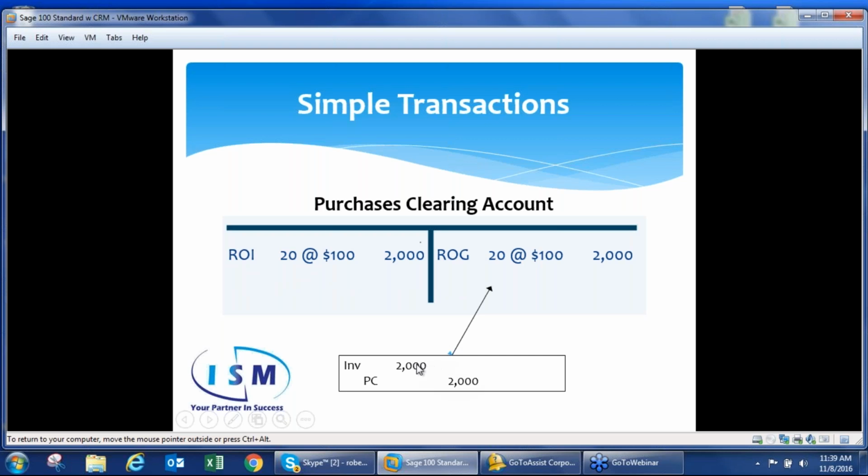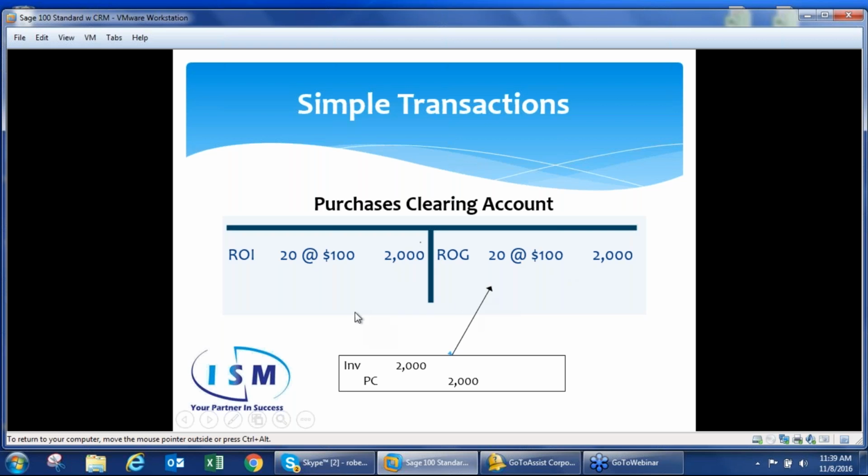Down below here, what I try to show is what happens GL-wise when we process a receipt of goods. For a receipt of goods, we're going to debit inventory for $2,000 and credit purchases clearing for $2,000. Life is good. Subsequently, when we process a receipt of invoice for that same cost, we're going to end up debiting purchases clearing and crediting AP.